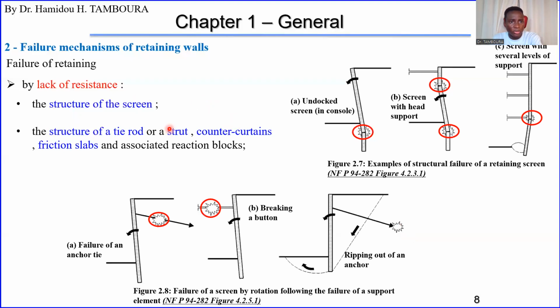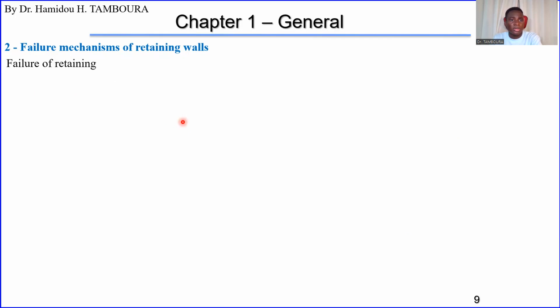Let's move to the following categories. I think there are two more categories left. Another category is instability in the bottom of the excavation. Because retaining walls are mainly used in case of excavation, this retaining wall may fail due to the instability in the bottom of the excavation. This is another category of failure mechanism.